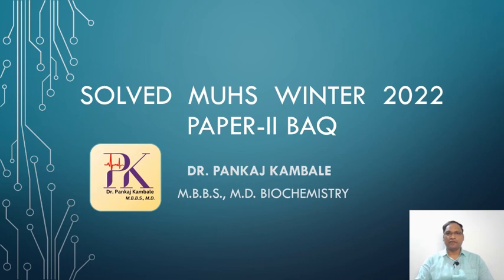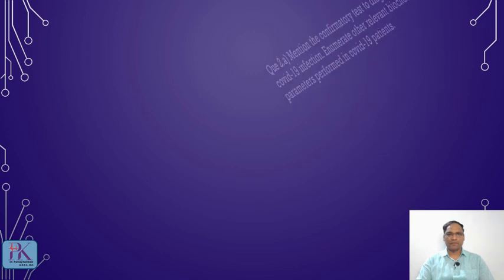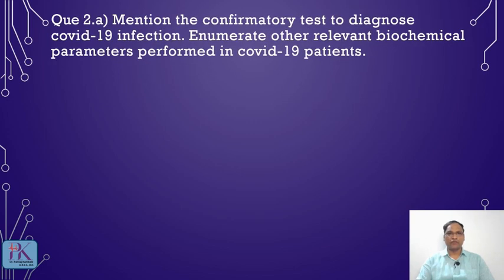Answers to MUHS Winter 2022 Paper 2 brief answer questions. So let's see what is the first BAQ, that is question number 2A. Mention the confirmatory test to diagnose COVID-19 infection. Enumerate other relevant biochemical parameters performed in COVID-19 patient. So this question has two sub-questions.